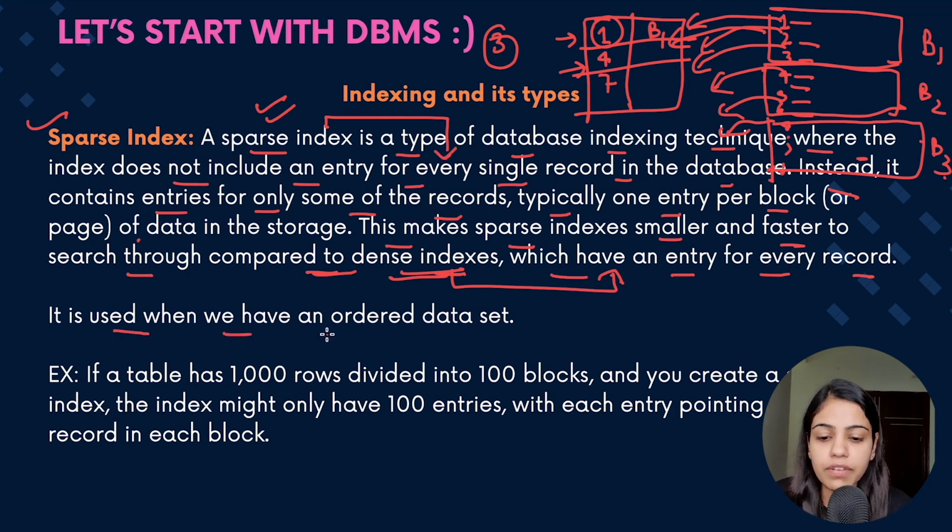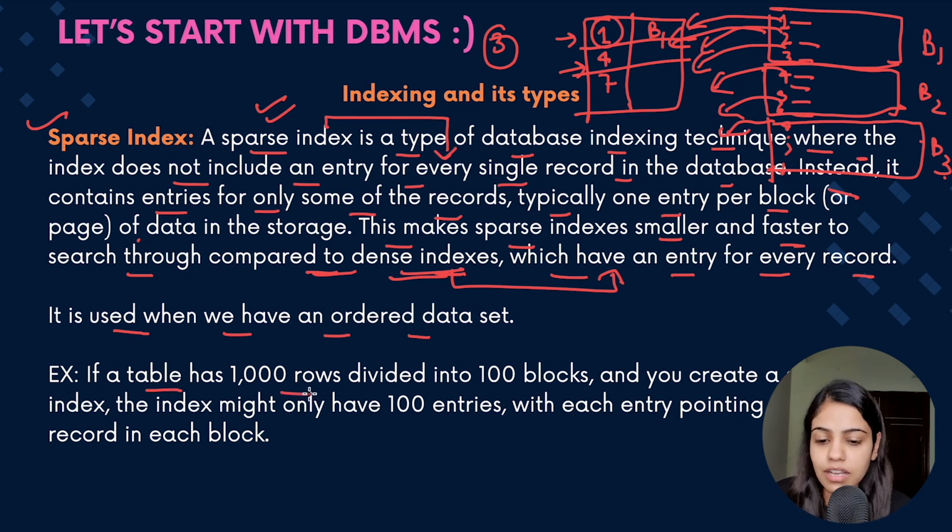Now, it is used when we have an ordered data set. So whenever we have an ordered or sorted data set, we only use this particular sparse index. If the data set is not ordered, how can I say that I'll give 1 and 4, and if I want to find 3, I can go to this particular block, right? Because the data is not sorted. So when the data is not sorted, we don't use sparse index, but when the data is sorted or ordered, we use the sparse index.